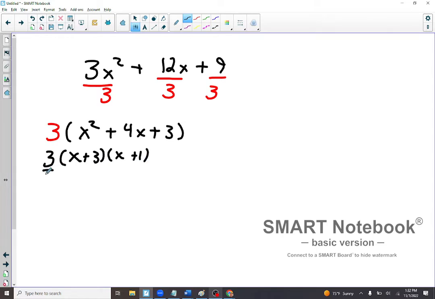I'm telling you, this 3 is a part of your answer. I know for a fact at least one person will forget it. You will lose 1 point if you forget it. Don't be that person.